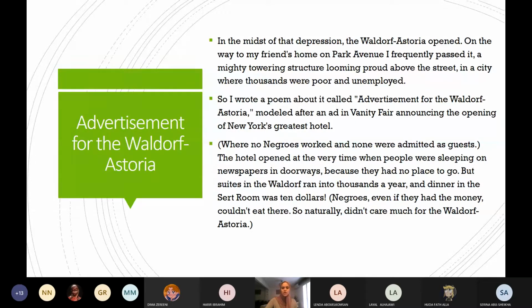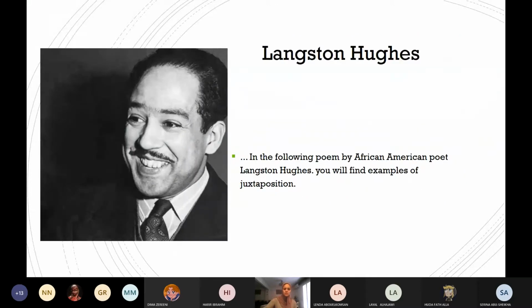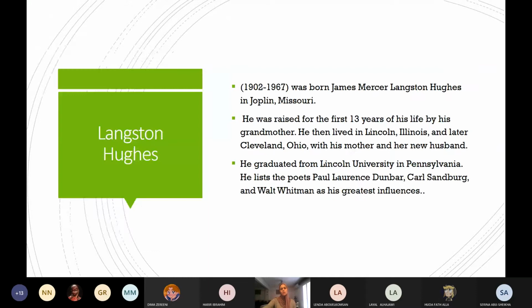Okay, so we go back to the author. He is Langston Hughes, and he wrote that poem, as we said, when he was walking in the district where poor people were sleeping on newspaper in the streets, and on the other side, an advertisement for the luxurious opening of the Waldorf Astoria. This is what? This is juxtaposition or not, girls?